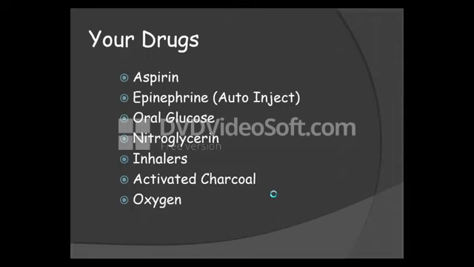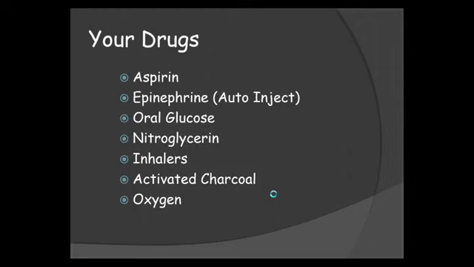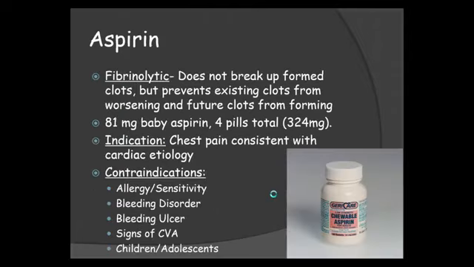The drugs that you are able to administer as an EMT basic are aspirin, epinephrine via autoinjector only or EpiPen, oral glucose, nitroglycerin, inhalers, activated charcoal, and oxygen. Aspirin is a fibrinolytic. This means it doesn't break up formed clots, but it prevents existing clots from getting worse or future clots from even forming.